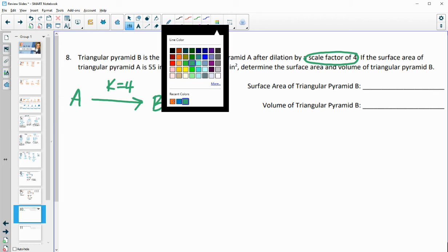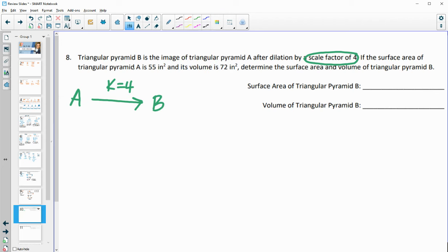Then it tells us that triangle A has a surface area of 55 inches squared. So this is our area. And I'll maybe just write area next to that too. So then our area here is 55 inches squared. And then our volume of A is 72 inches cubed, that should say. So this should say cubed. And now we want to find the surface area and volume of B. Okay, so of the image triangular pyramid.